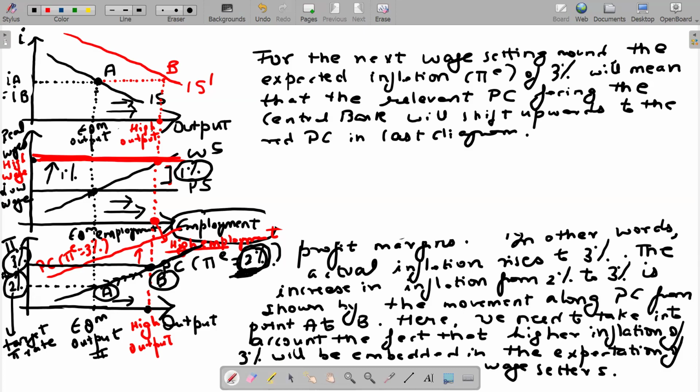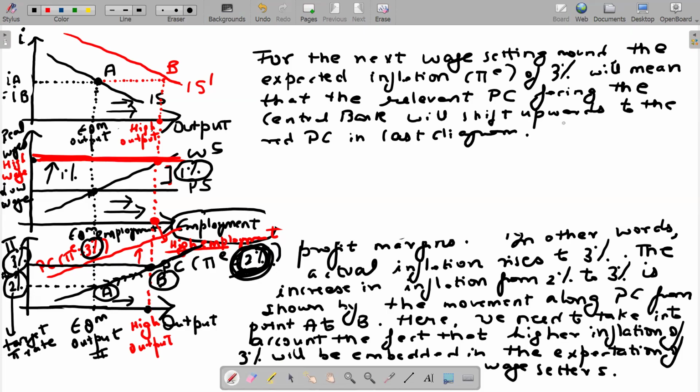Okay, in the next wage setting round, workers are going to demand 3% higher wages. And that will lead inflation to rise from 2 to 3%. So wage setters will now also expect inflation, instead of 2%, to be 3%. That will cause the Phillips curve to shift up in the last diagram.